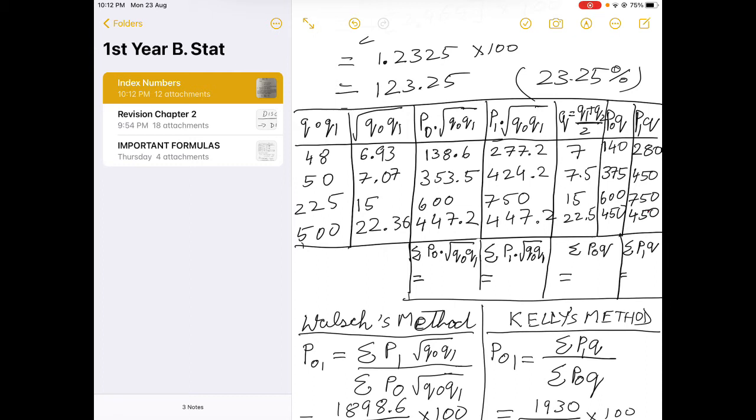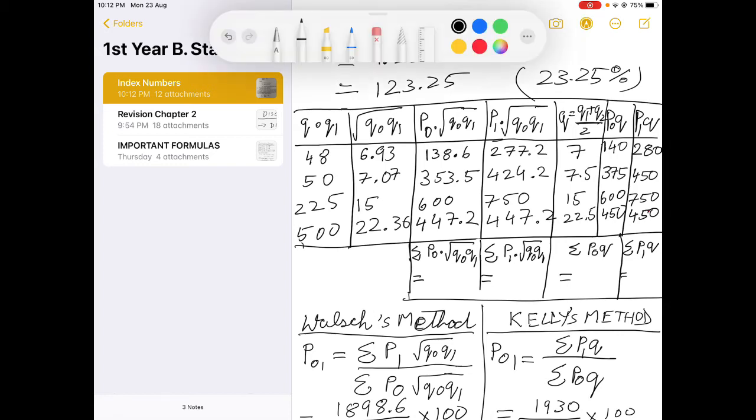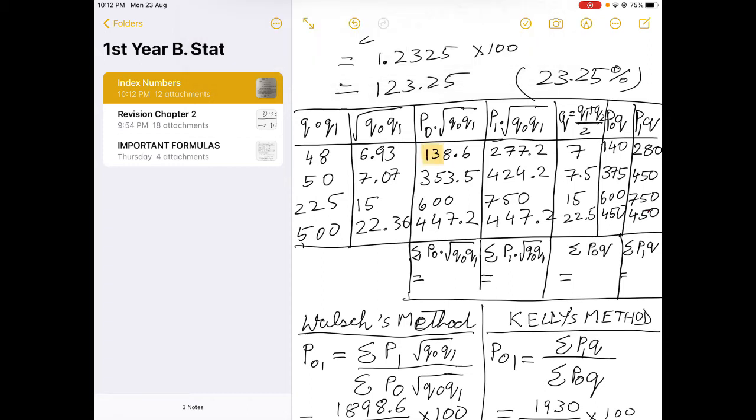In the third column, I multiply P0 or prices of 2005 with this geometric mean of the two quantities. So essentially we are calculating the geometric mean of 2005 and 2009 quantities here. So once we have calculated that, we will multiply it with the price. So price of 2005 for good A with the geometric mean of 6.93 gives me 138.6.